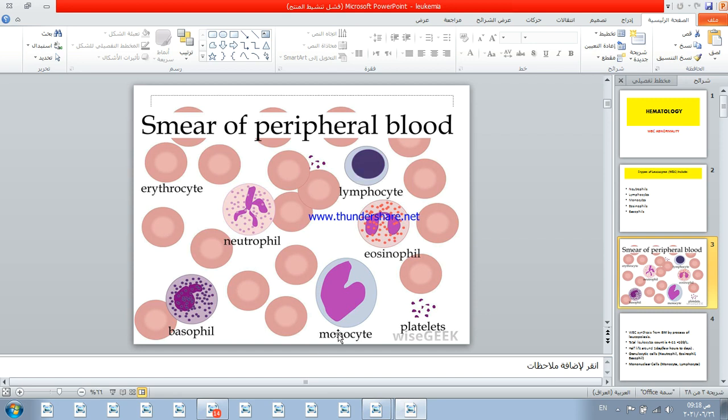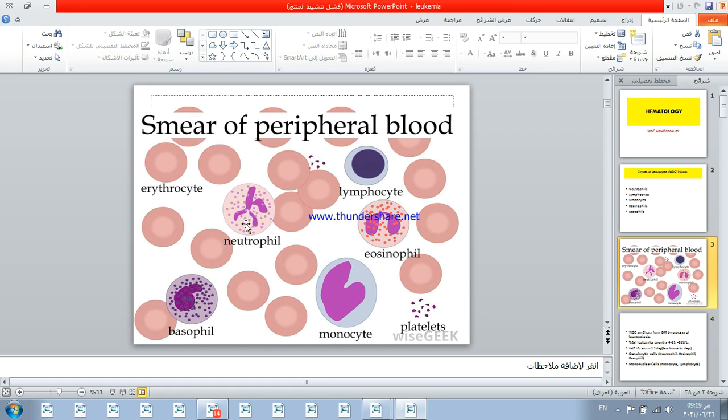We have the monocyte with a bean-shaped nucleus. The monocytes in the blood will be converted into macrophages when they enter the tissue. We have the granulocytes. They are named so because they have granules in their cytoplasm, and according to the staining they take, these granulocytes are divided into 3 types.